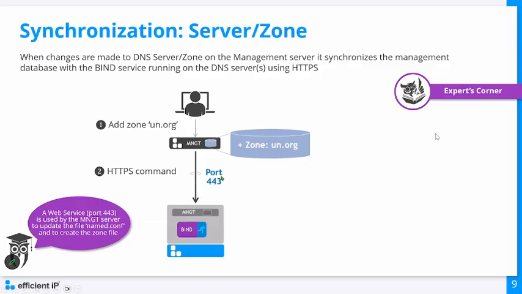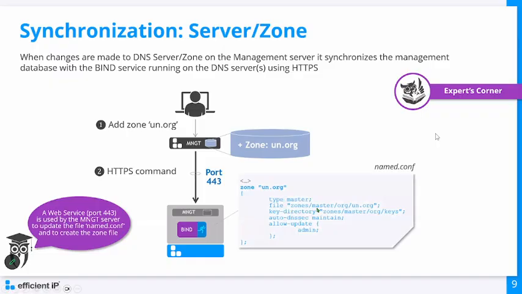Using port 443 web service. They use a web service, so it means that the management server will use the web service to update the remote DNS server for the creation of the zone. And on the remote DNS server, the config file will be updated, so the name.conf file will be updated with the zone information.